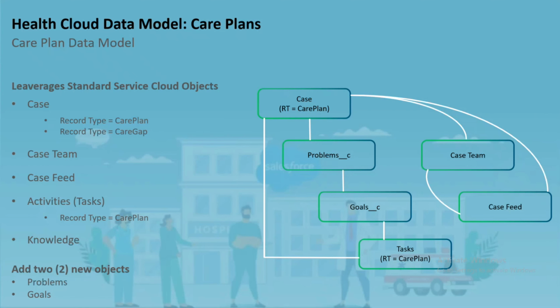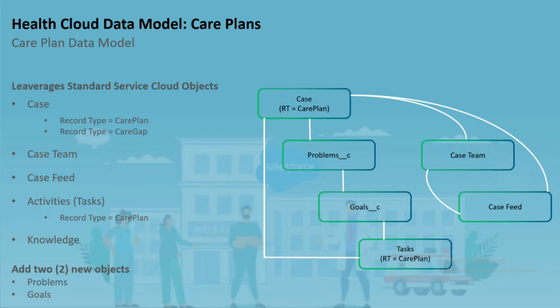Health Cloud data model for care plans. The care plan data model leverages the standard Service Cloud objects. For the case, we have two record types: care plan and care gap. Then we have case team, case feeds, activities and tasks. Obviously, in activities and tasks we have another record type called care plan, right?